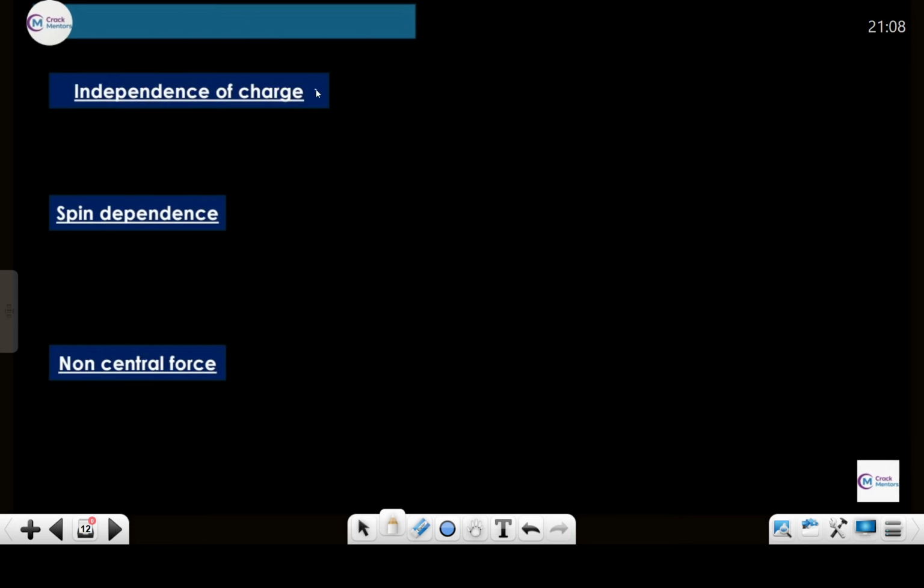Now, independence of charge. It does not show any kind of dependency on each and every kind of charge. The force is the same for everybody, for everyone. Okay, I'm hoping that this much is clear to you.